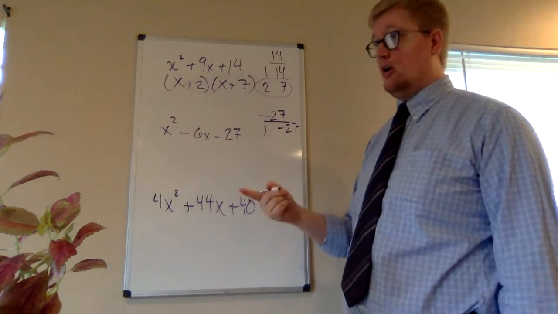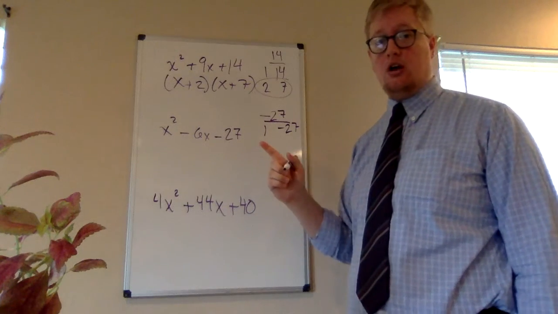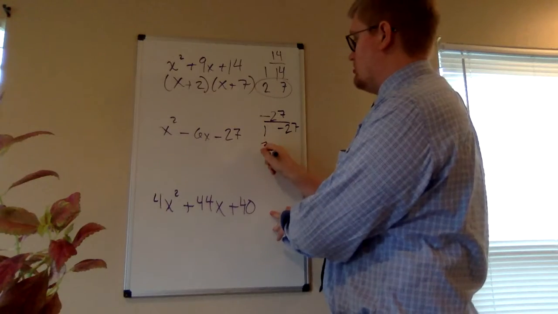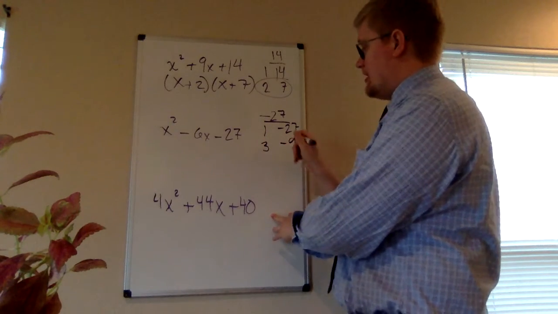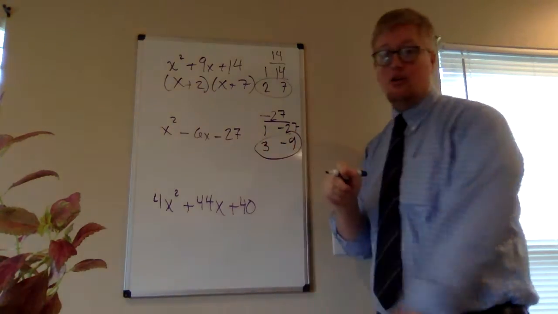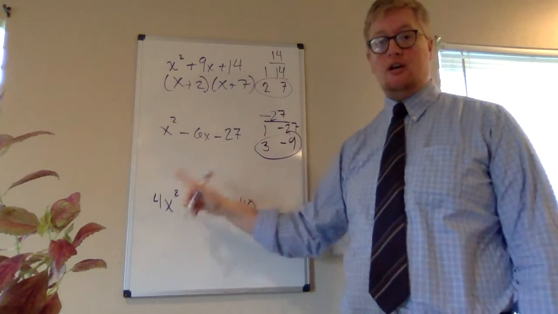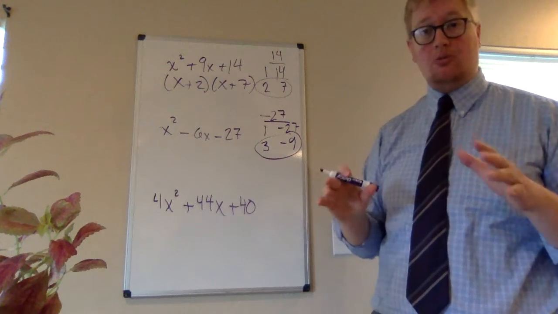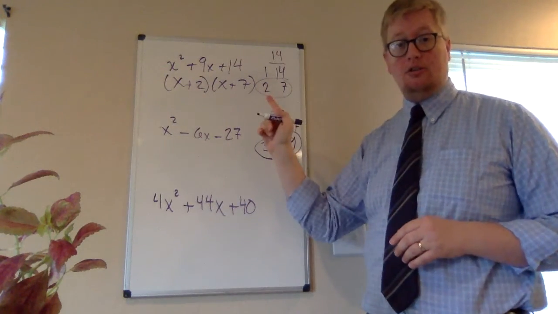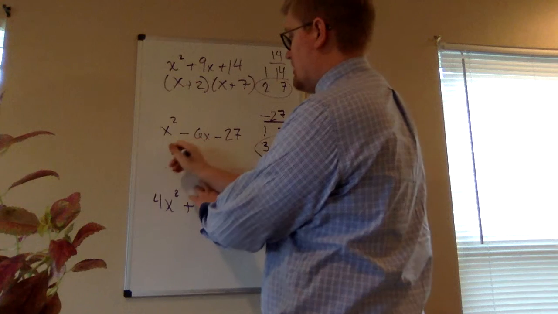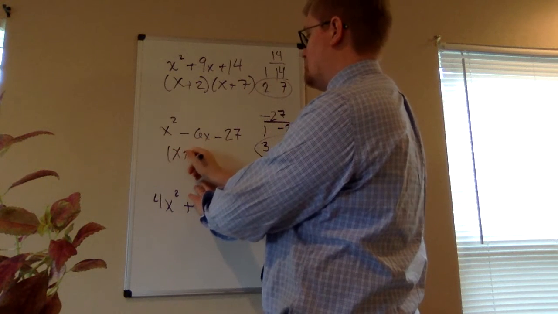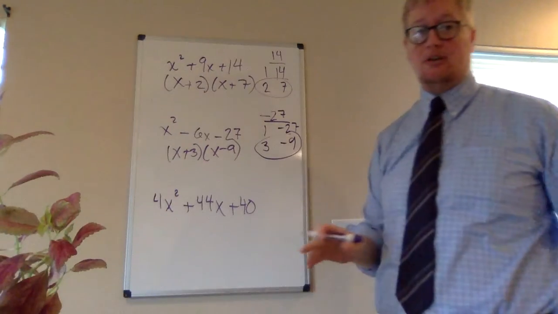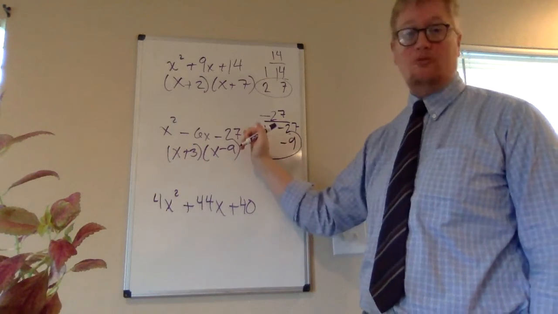I ask myself, does 2 work? Well, 2 doesn't work because 27 is odd. 3 does work. 3 is a factor of 27. 3 and negative 9. And those are my magic numbers because 3 plus negative 9 is negative 6. Found my magic numbers. All I'm going to do is, like I did in the first problem, use my shortcut. So I have x plus 3, x minus 9. And I'm done. That's all I'm asking for. This is the fully factored form of this expression.